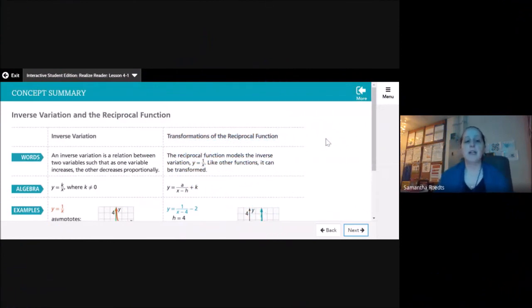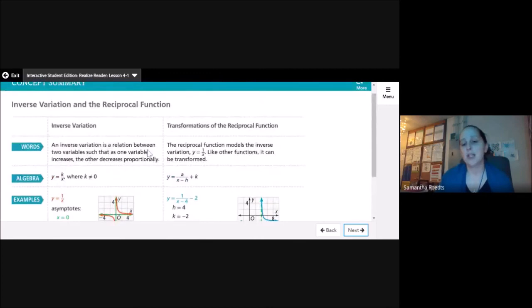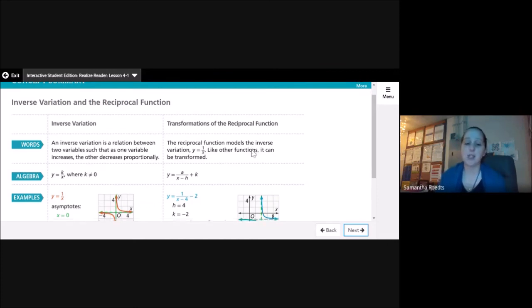All right, concept summary, inverse variation and the reciprocal function. Inverse variation is a relation between two variables such that as one variable increases, the other decreases proportionally. Basically you're multiplying your x and y together, that gives you your k value, where k cannot be 0. So I have y equals 1 over x. That is the traditional parent function for this. My asymptotes are at x equals 0 and y equals 0. When you transform the reciprocal function, it still models after that parent function, y equals 1 over x. Like other functions, it can be transformed.